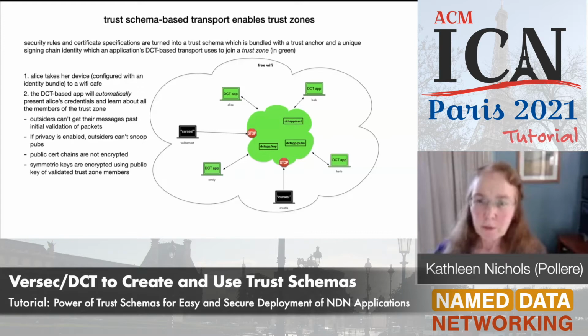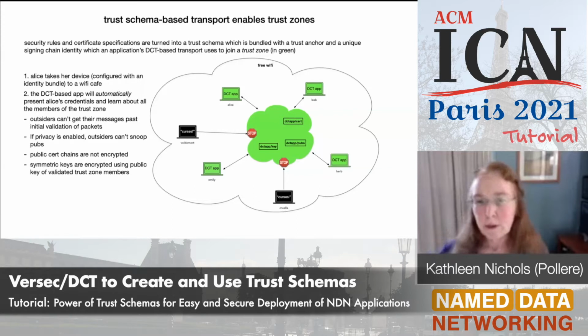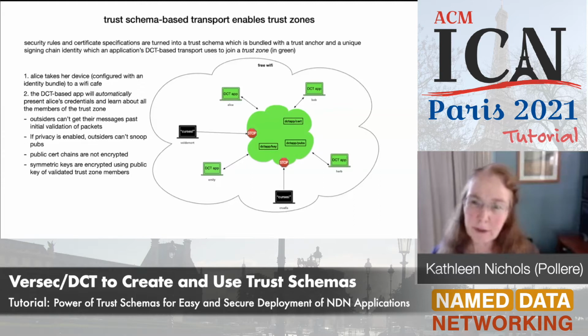So this all happens without the app really having to know, as long as it's using a DCT-enabled transport, which is using a trust schema. Outsiders, these two black laptops, can't get their messages past the initial validation of packets. They're going to be discarded early because they don't have the right signing identities. And if we are using privacy, those outsiders can't even snoop the pubs because they're going to be encrypted.